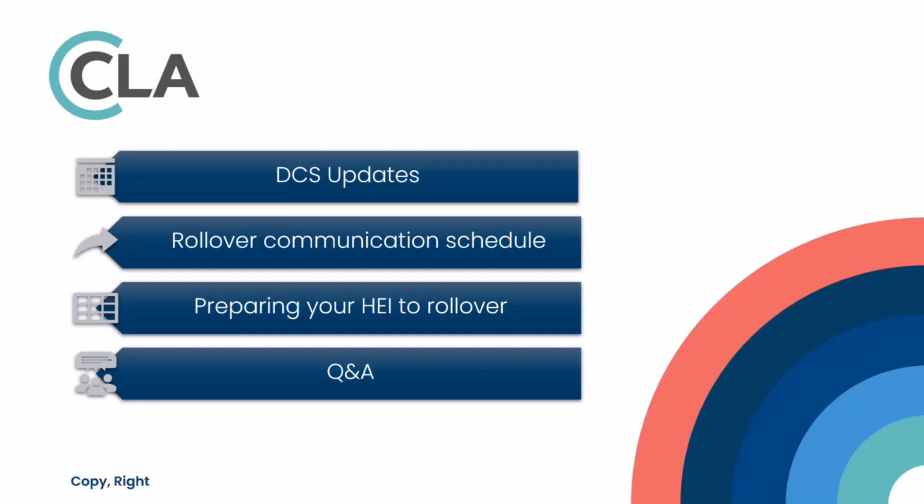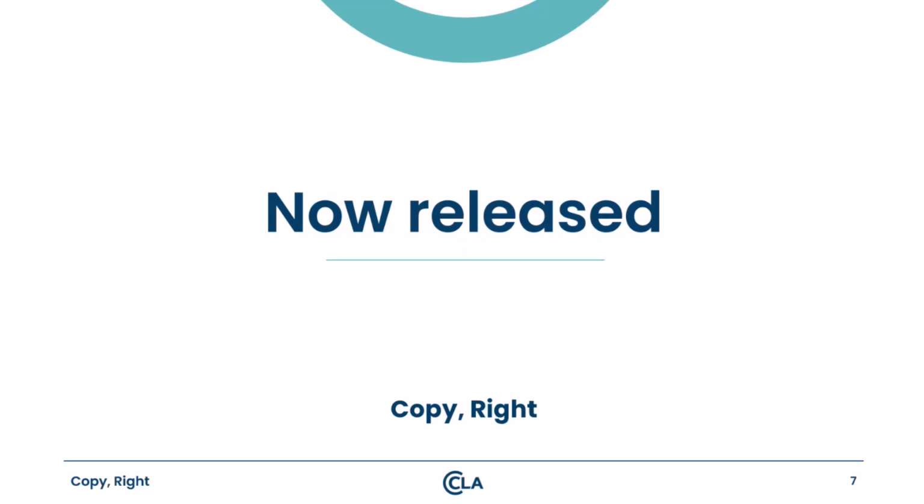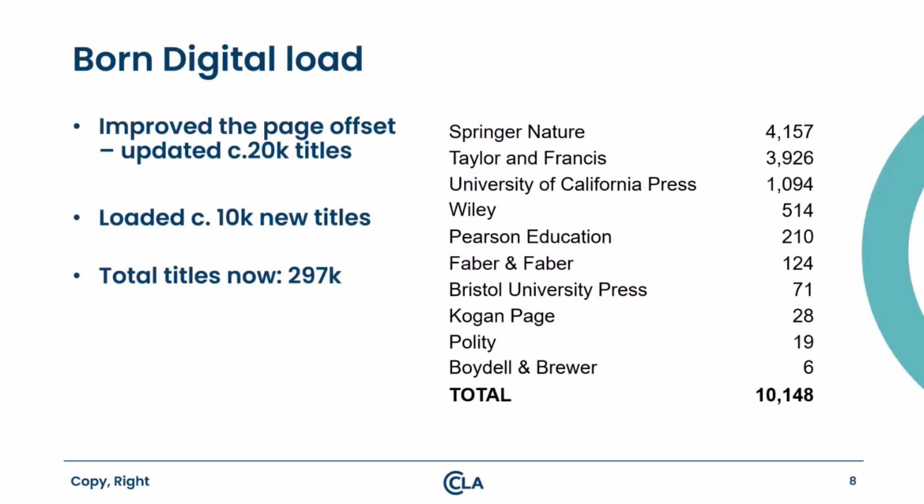So to our first item, that is DCS updates. Since we last met, we have now released our last Born Digital load. We'd started with a little project to improve the offset algorithm that we use to work out front match of things like Roman numerals. We improved the algorithm, reran the script, and ended up with about 20,000 titles with changes.